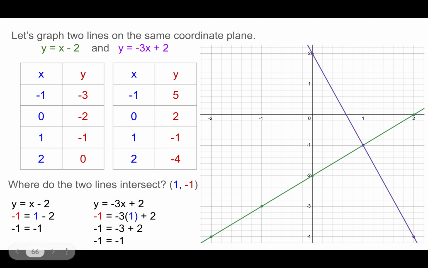I hope this helps with showing how you can use tables to graph a line and also to check to make sure that your lines are intersecting correctly.